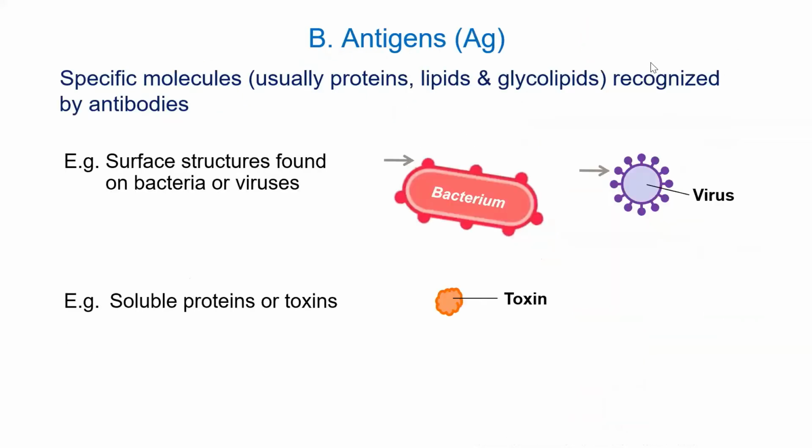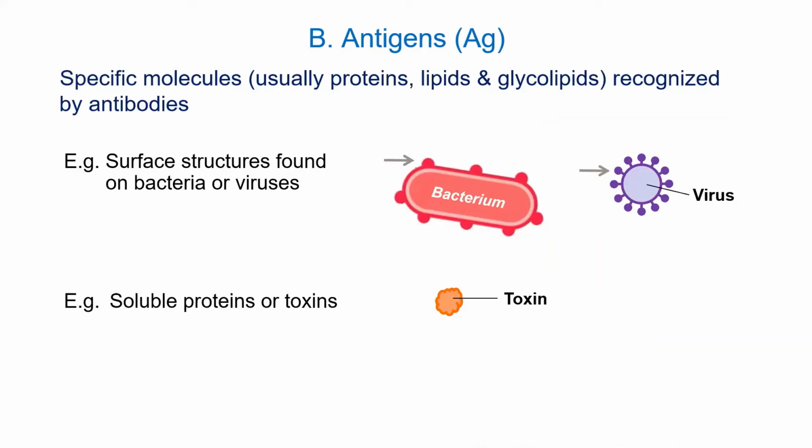We also have antigens. So what are antigens? Antigens, of course, are the invaders, right? These are the things we're trying to get rid of. Antigens are usually some sort of macromolecule, so a protein or a lipid or a glycolipid, sometimes carbohydrates, sometimes other molecules such as penicillin. Penicillin could be an antigen if you're allergic to it.